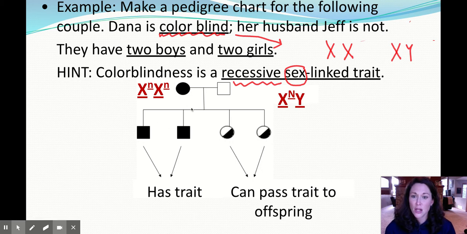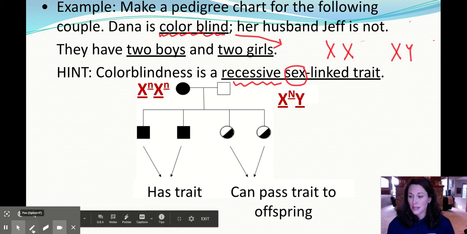Now let's take a look at how we come up with whether these are shaded or not. So first, remember that this is a sex-linked trait.